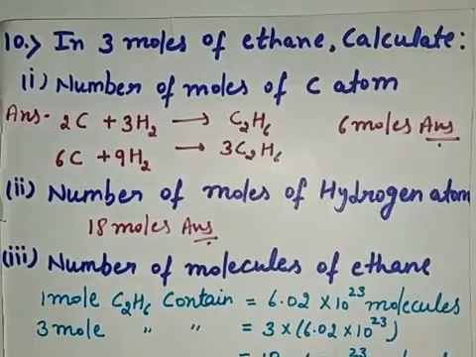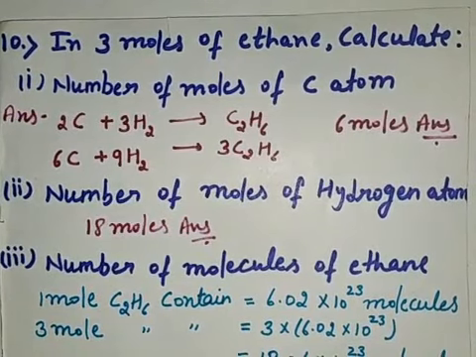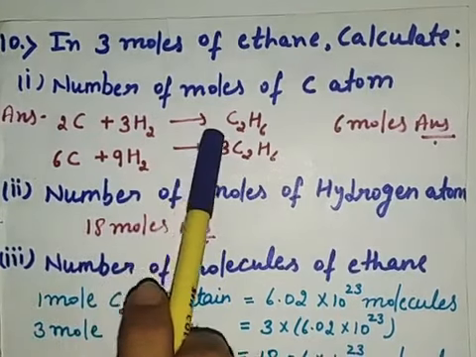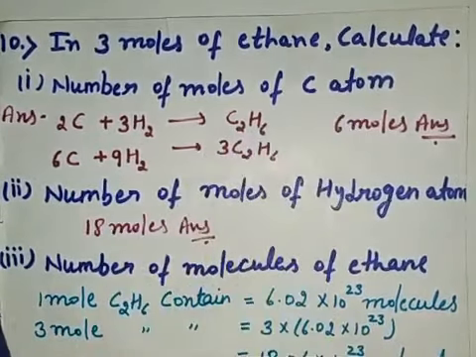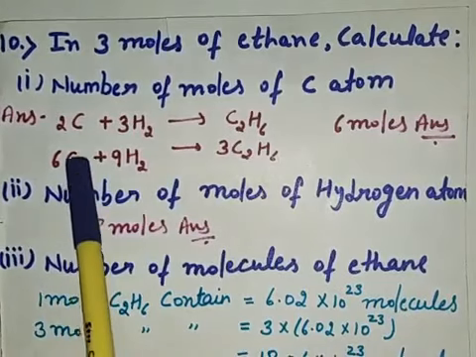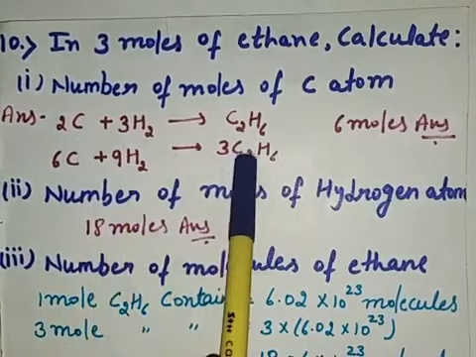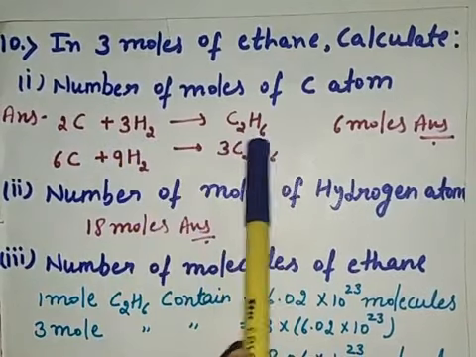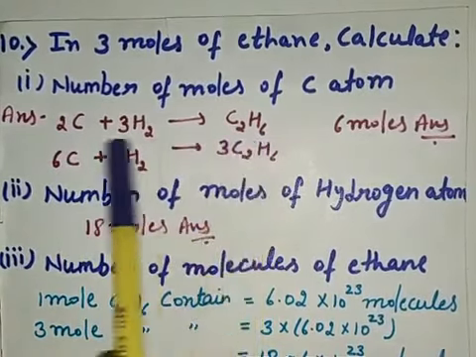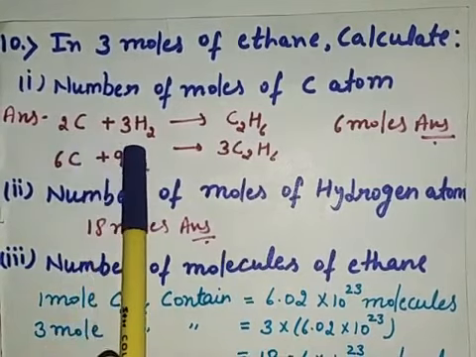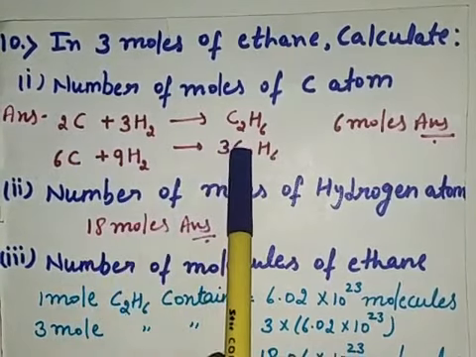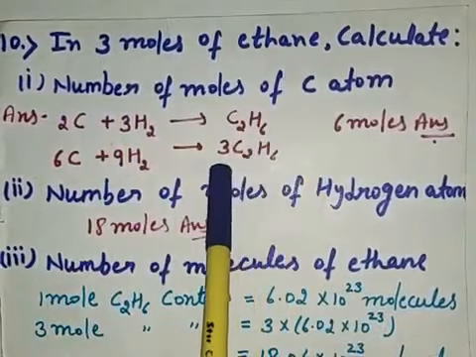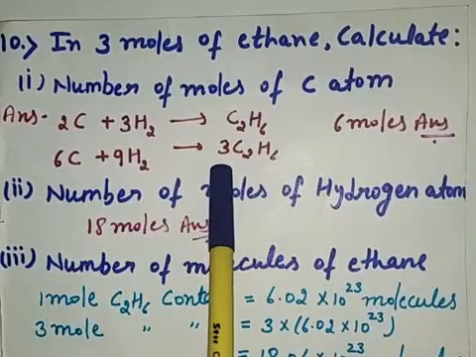So students, this is question number 10 of the NCERT exercise. In 3 moles of ethane, calculate the number of moles of carbon atoms. Now as you can see, when we write the equation of ethane, carbon plus hydrogen will give ethane. Now when you balance this equation, 2 moles of carbon will react with 3 moles of hydrogen and it will give 1 mole of ethane. But in the question, it is 3 moles of ethane, so here we will write 3 and we will balance the chemical equation.